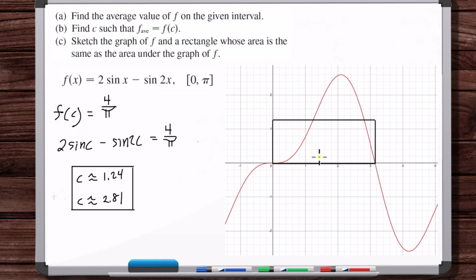If you evaluate this, this x value should be about 1.24, and this should be about 2.81. And the height would be 4 over pi. And the width is pi to 0. So the area of that rectangle is equal to what? Equal to the area under this curve from 0 to pi.